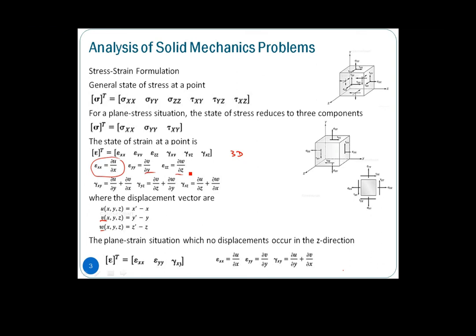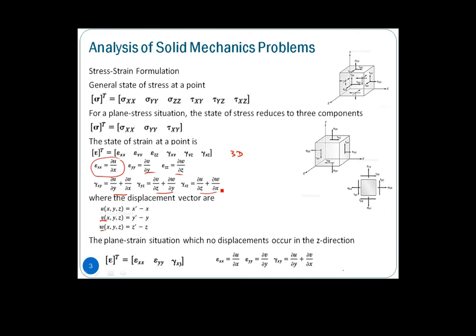In terms of shearing strain, we have gamma xy as del u del y plus del v del x, gamma yz as del v del z plus del w del y, and gamma xz as del u del z plus del w del x. So that is the general state of strains at a point.